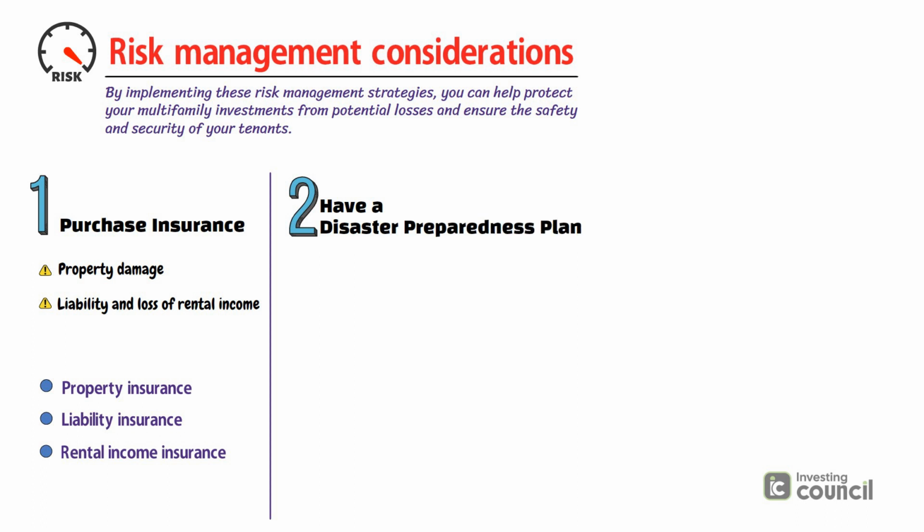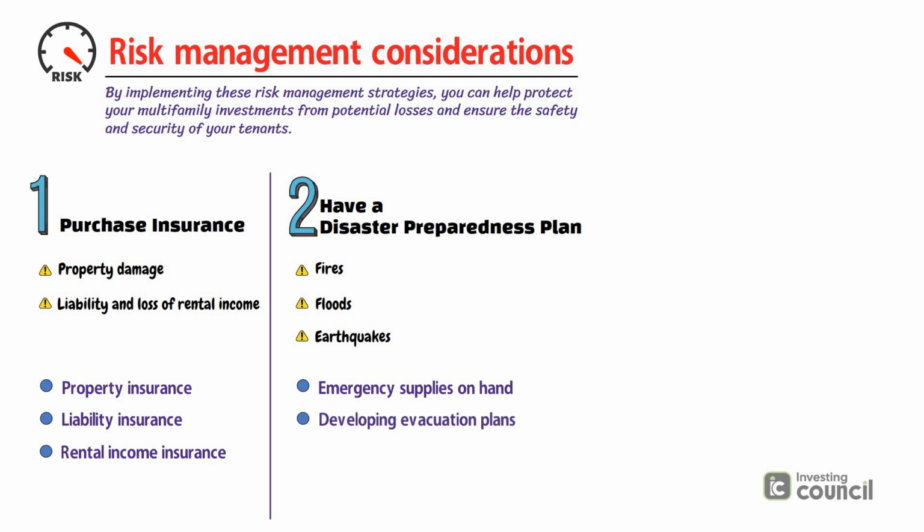2. Have a disaster preparedness plan. Disaster preparedness is another important risk management strategy for multifamily properties. Investors should develop plans for how to handle potential disasters such as fires, floods, and earthquakes. This can include having emergency supplies on hand, developing evacuation plans, and ensuring that the property is up to code with safety and building regulations.